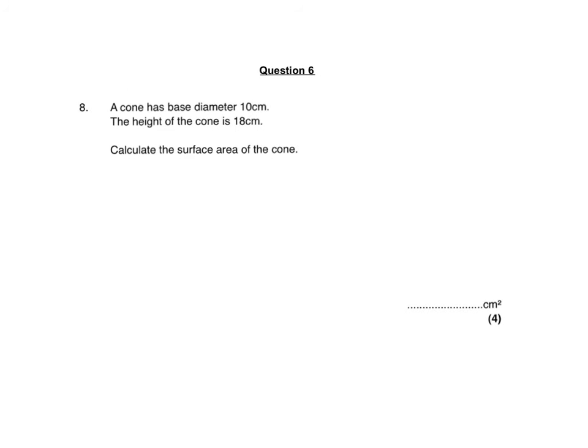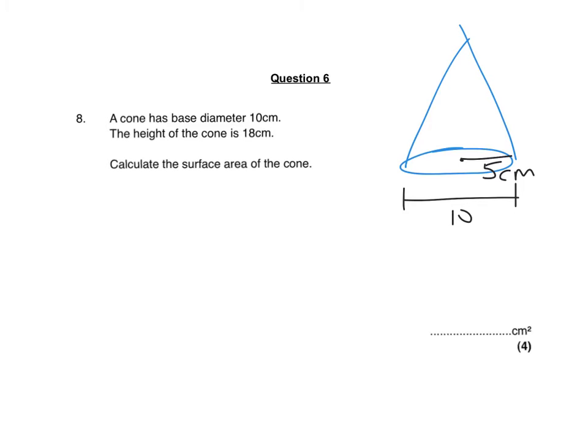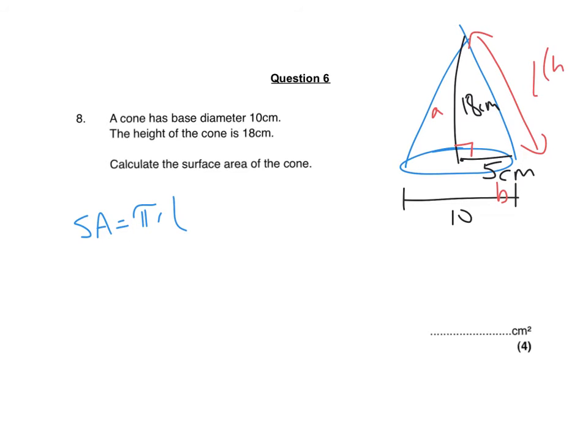So a cone has a base diameter 10 centimetres and the height of the cone is 18. Calculate the surface area. So let's sketch this cone first of all. So the diameter is 10, which means the radius must be 5 centimetres. We're told the height of the cone is 18. Okay, calculate the surface area of the cone. Okay, so we know the surface area equals pi r l. Now this length here is l. So we need to figure out what that is first of all. And we do that by using Pythagoras. We've actually got a right angle triangle here. So 18 can be A, 5 can be B, and L can be our hypotenuse.